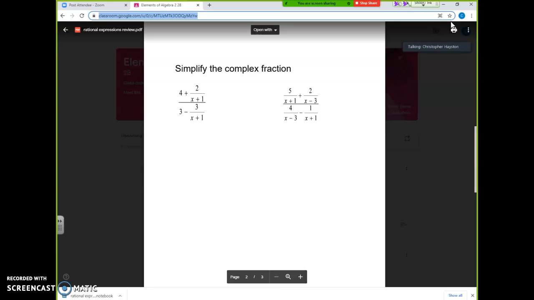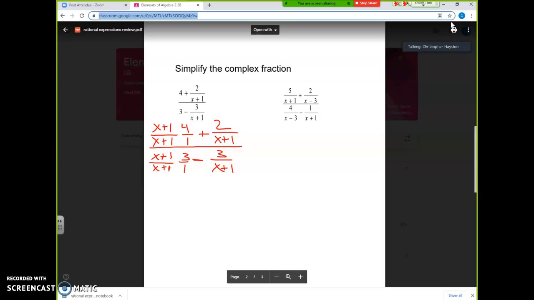I got to be careful with the minus sign here. All right, let me write this a little smaller so I can get it all up in one spot. So this becomes x plus 1 over x plus 1 times 4 over 1 plus 2 over x plus 1. And that's all over x plus 1 over x plus 1, 3 over 1 minus 3 over x plus 1. That was a mistake I made earlier. I made this a plus sign. It should be a minus.